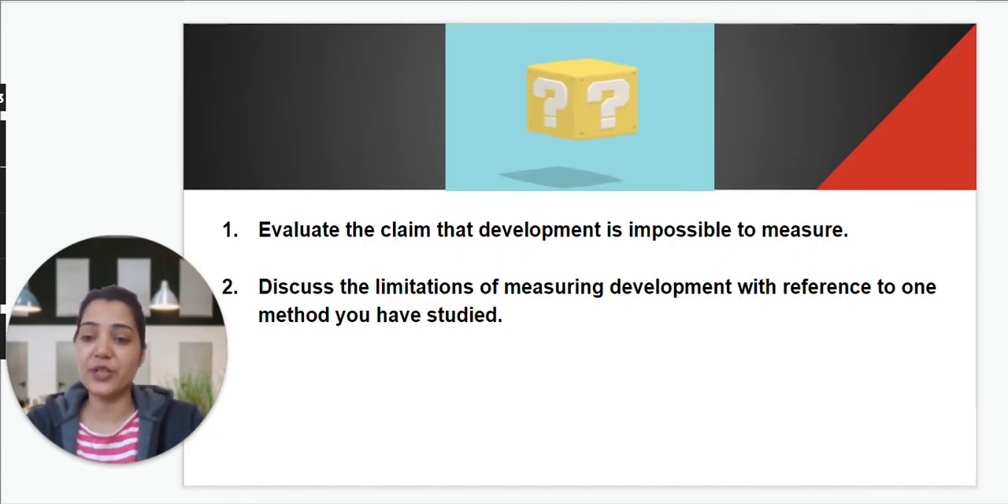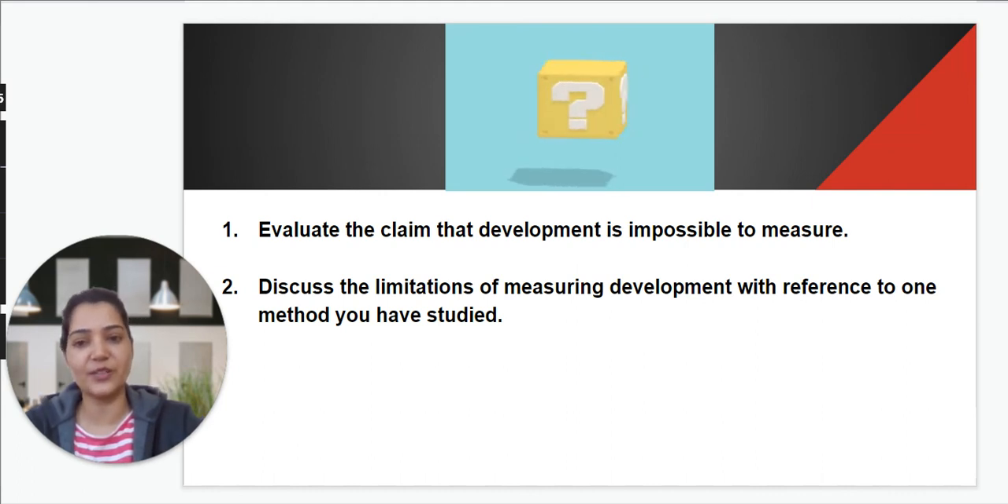It's about the two questions which the IB has asked so far on this. The first question is, evaluate the claim that development is impossible to measure. So you can debate on the basis of growth versus development. Think of many more points. What can be the points over here?